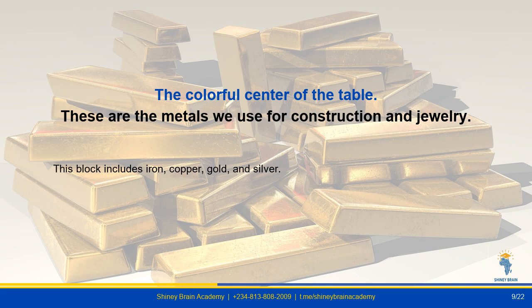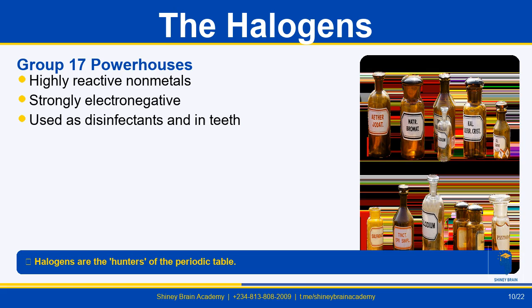If you look at the large block in the middle of the table, you are looking at the transition metals. This is where you find the elements you likely encounter every single day: iron for steel buildings, copper for electrical wiring, and precious gold or silver for jewelry. These metals are special because they can use electrons from more than one shell for bonding, which gives them unique, often colorful properties.